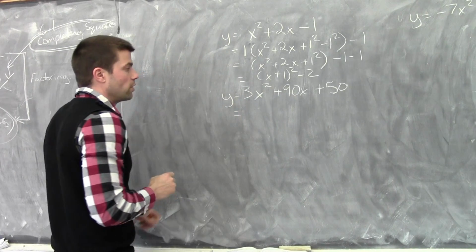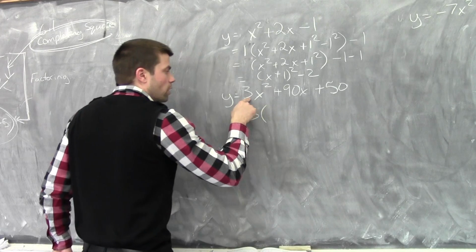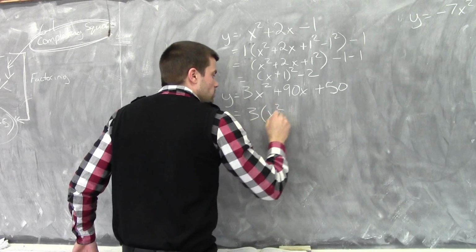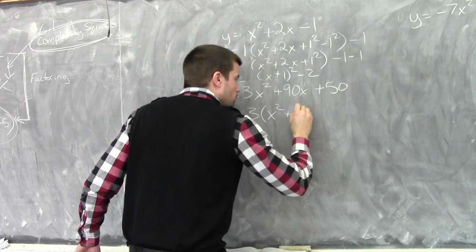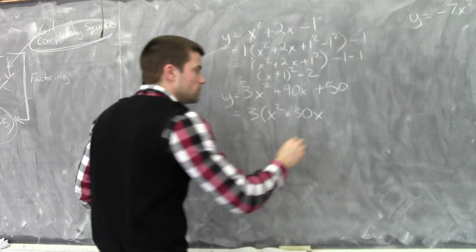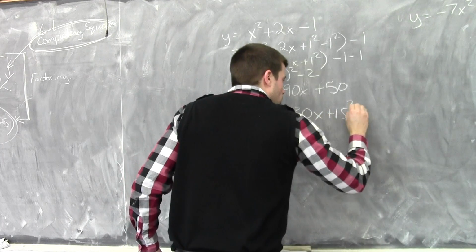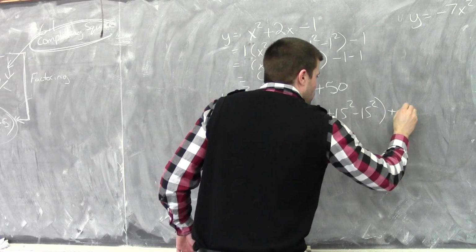These are progressively harder. So here I have 3x squared. I want to factor out the 3, whatever it is. I'm left with x squared. My first term is always x squared. 90 divided by 3 is plus 30x. Now half of 30 squared. So plus 15 squared minus 15 squared. And on the end, plus 15.